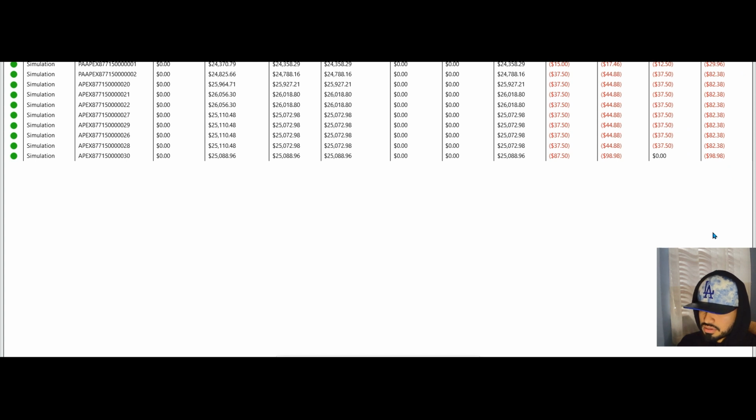I don't know why this one is not following the others. So this one probably has 2 contracts. This one has 6, 6, 6, 6, 6, 6, 6, 6, 6, 6, 6, and this one has 7, but it looks the same. What's going on with my copy trader?